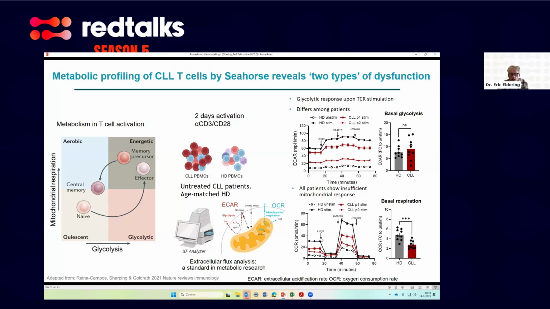During the measurements, various inhibitors are used, and this gives all kinds of information on mitochondrial activity and respiration or glycolysis, as these graphs on the top illustrate. I won't go into the details of how this works. What's important to realize is that basal glycolysis over here is not significantly different, but is widely varying between CLL samples. Each circle is a CLL sample. And what you can see is that the basal respiration, so the mitochondrial activity in CLL patients, is generally decreased.